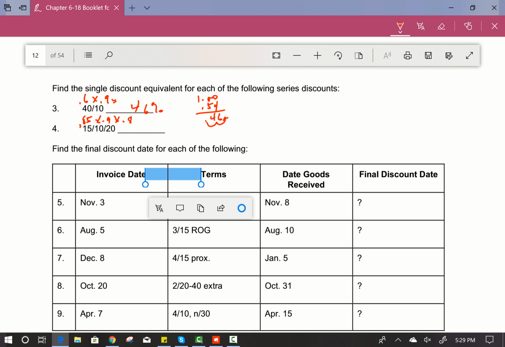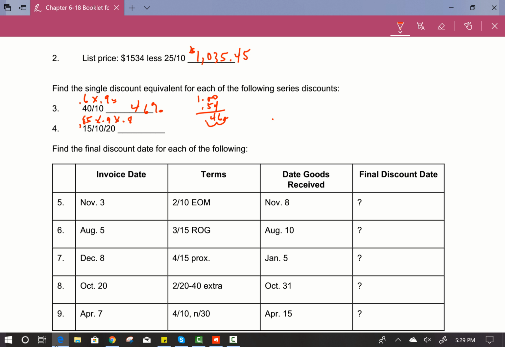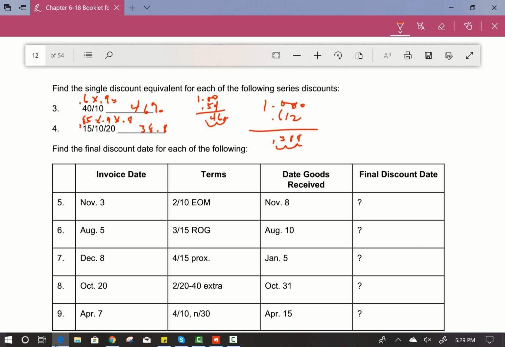And the net cost equivalent here is 0.612. Subtract that from 1, and that will equal 0.388. I'll move the decimal point 2 places to the right to make it 38.8%. So the discount is not added together of 20, 30, 45%. It's technically just 38.8% is what the true discount really is.